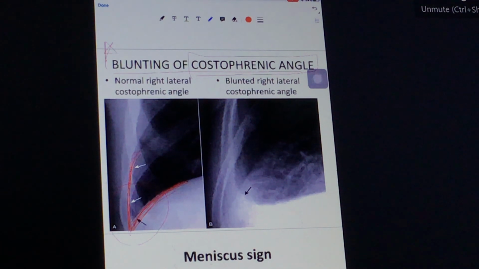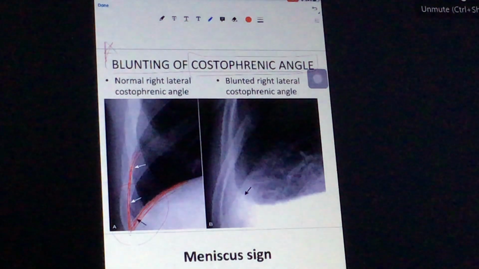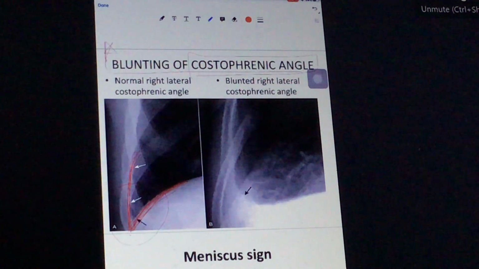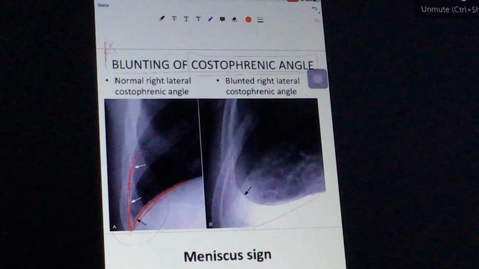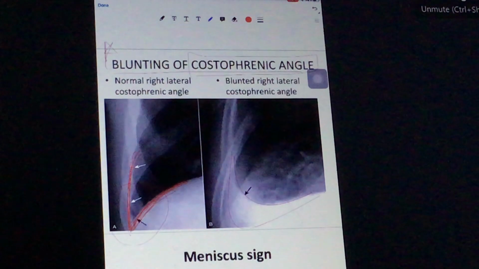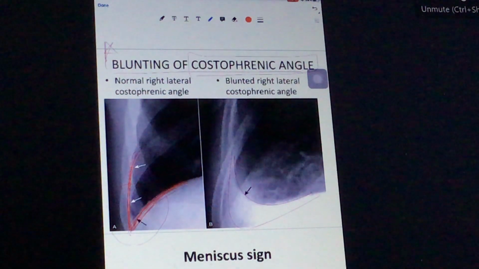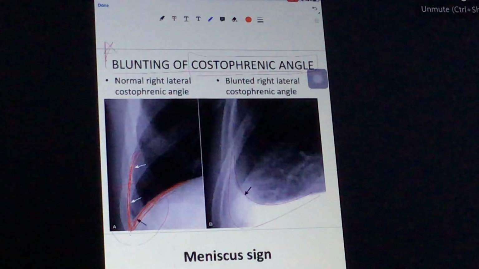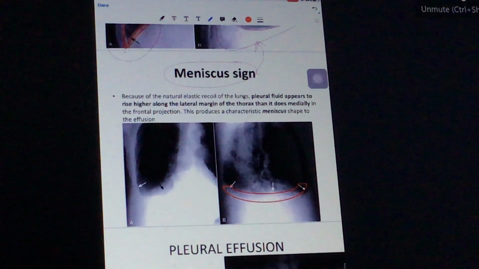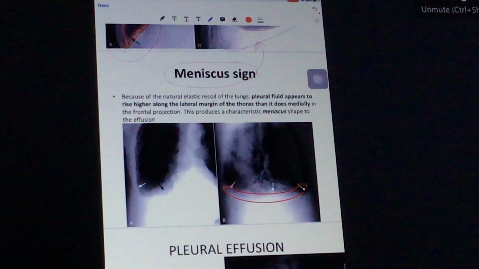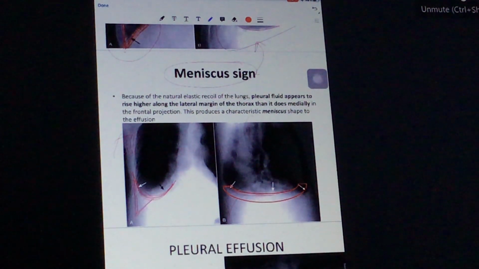See here, in the AP view, the costophrenic angle is supposed to be sharp, but when there's presence of fluid, it becomes blunted. If you look at the lateral view, you can see that there's no more angle on this side, but it becomes like a meniscus. You know, when you put water in a glass, it creates this kind of shape.